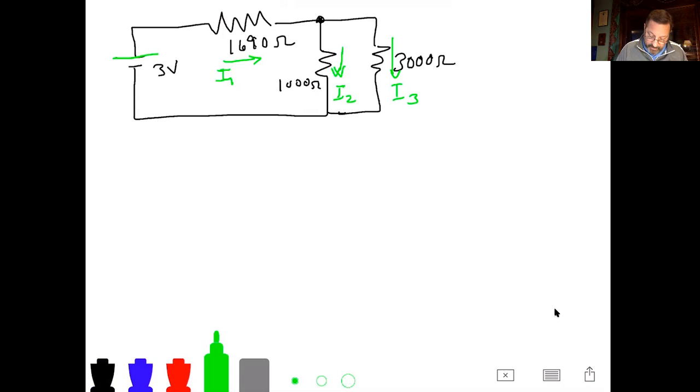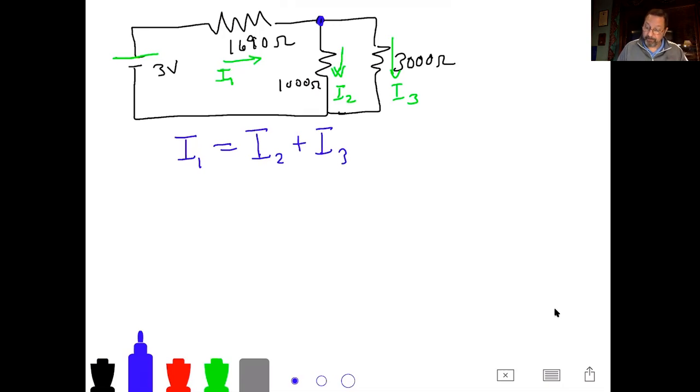So anyway, I think we said 2 things. The first thing we said is the junction rule. The junction rule stated mathematically is that I1, that's the current coming into this junction, must be equal to the sum of I2 plus I3, right? Has to be true. It's a junction rule that tells you that. And now let's see, what else do we have?